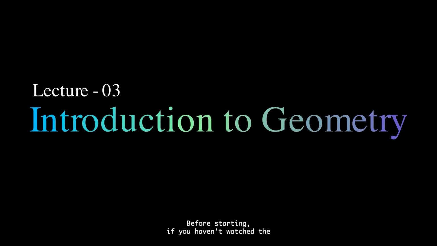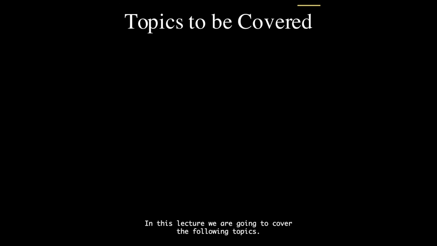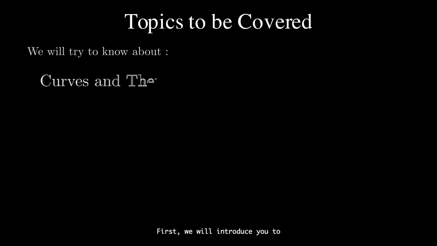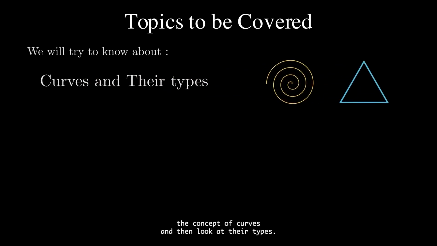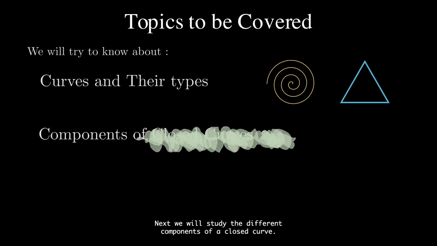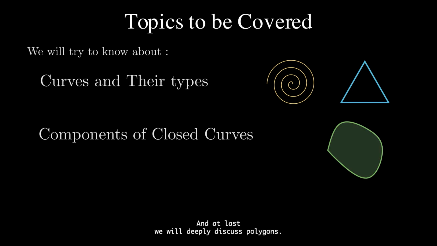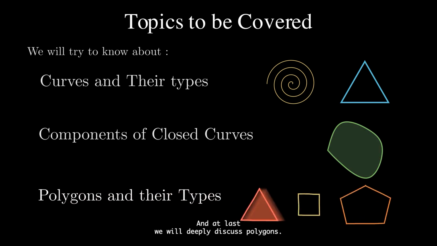Before starting, if you haven't watched the previous lecture, you can watch it first by tapping the I button. In this lecture, we are going to cover the following topics. First, we will introduce you to the concept of curves and then look at their types. Next, we will study the different components of a closed curve. And at last, we will deeply discuss polygons.